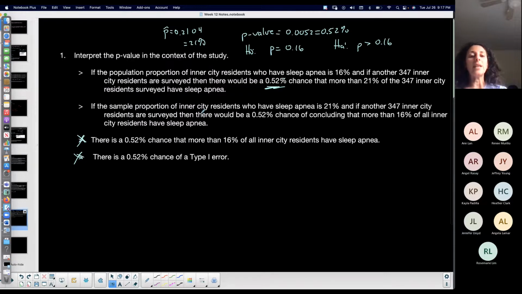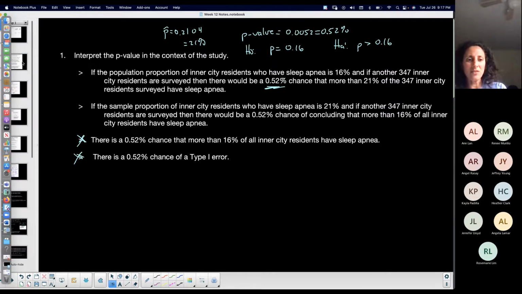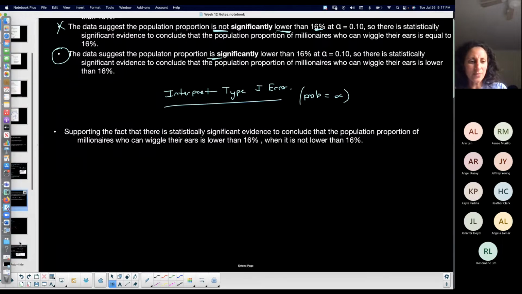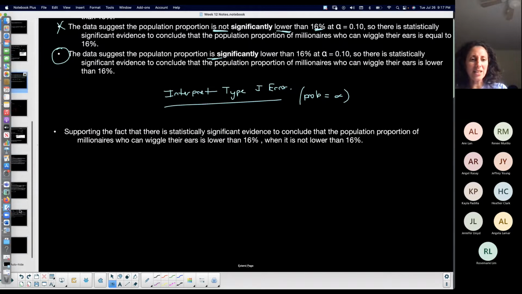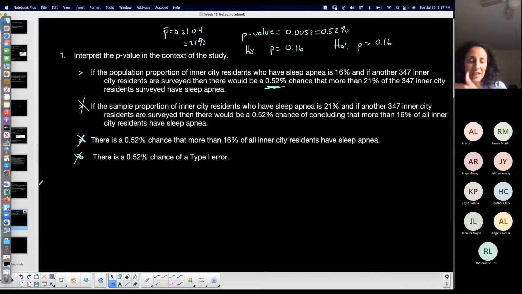But let's read this one and see if it makes sense. If the sample proportion of inner city residents who have sleep apnea is 21%, that doesn't match the null hypothesis, and we're talking about the sample proportion. So if the sample is 21%, and if another 347 inner city residents are surveyed, that doesn't make sense because it's not corresponding to the definition of a p-value. So it's not difficult to eliminate the one that doesn't make sense. And this one is A.